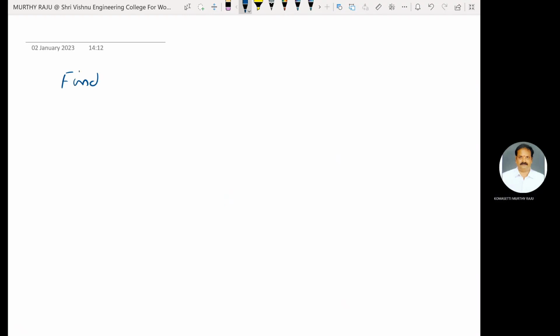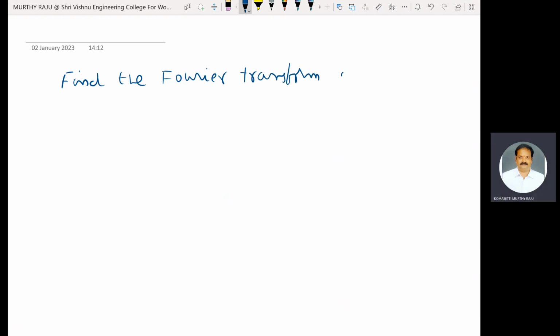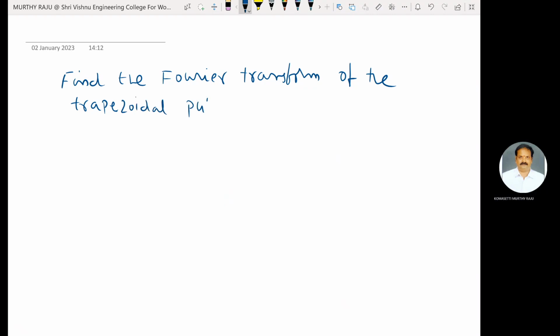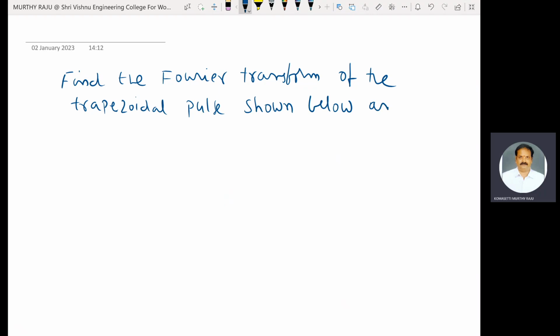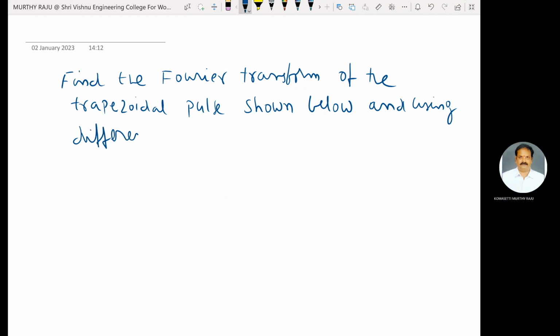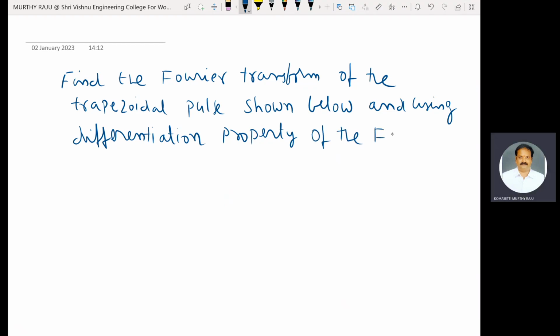Find the Fourier transform of the trapezoidal pulse shown below, using the differentiation property of the Fourier transform.